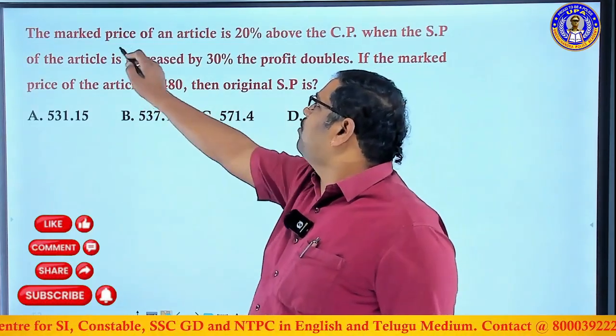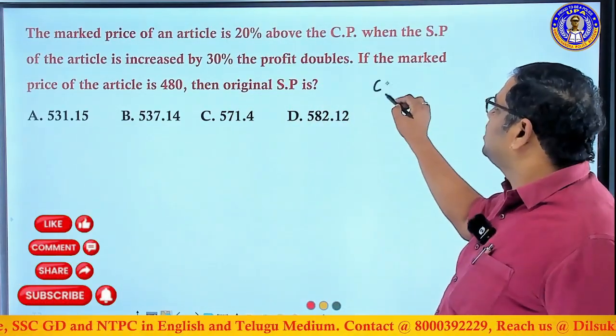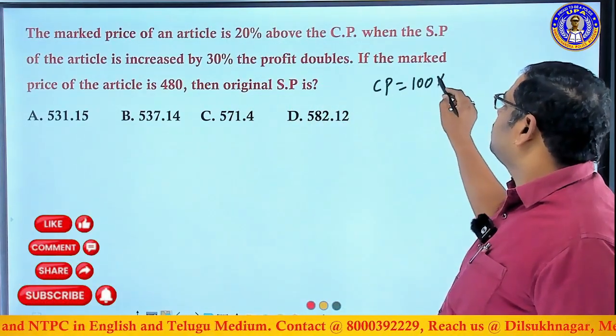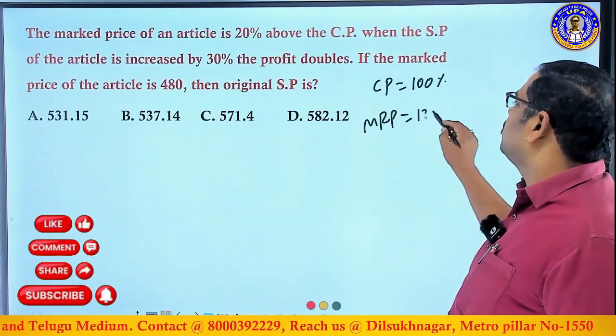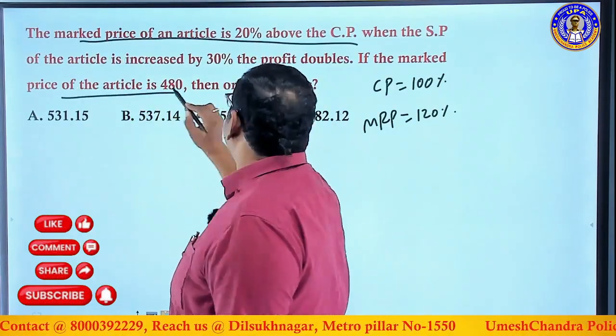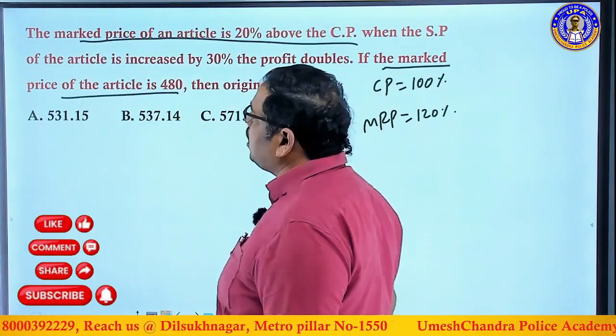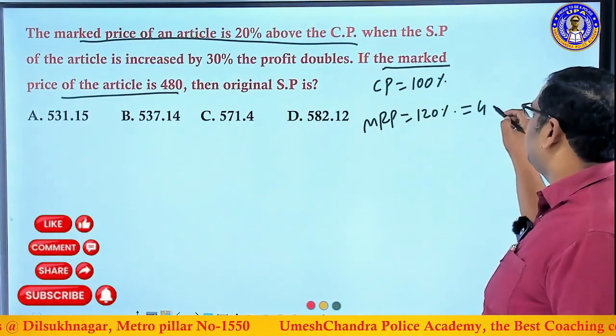So the market price of an article is 20% above the cost price. What's the meaning of that? If the cost price is 100%, the market price is 20% above, that is 120%. First statement, its work is completed. Now observe that 480. What is that 480? Market price is 480. Market price means 120% is equal to 480.